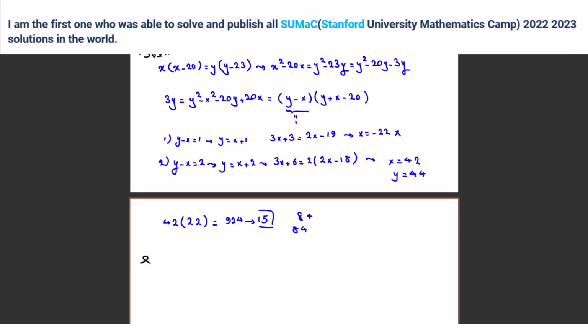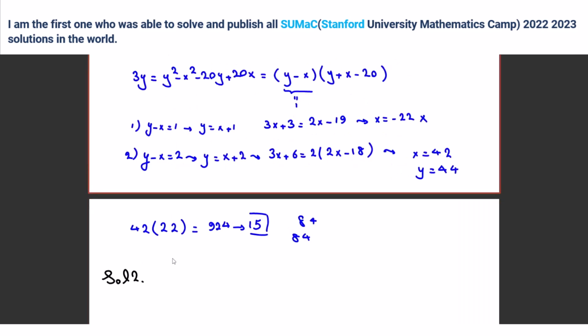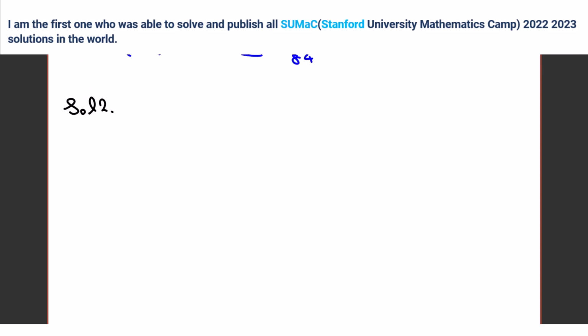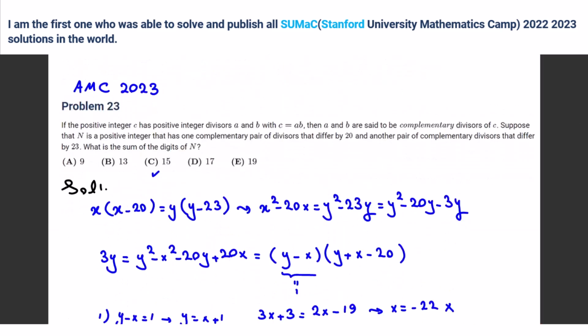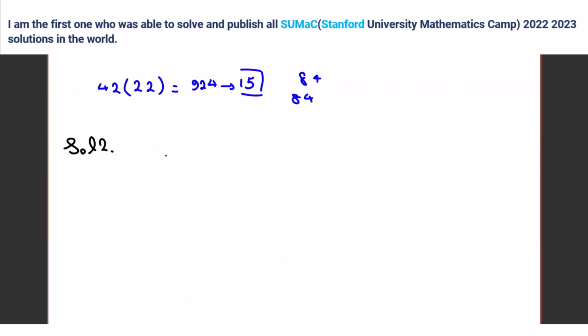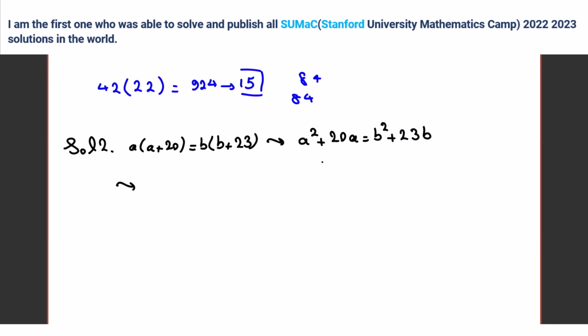Yeah. Let me tell you another approach and see can you solve the previous problem also with this approach. So here, you know a times a plus 20 is equal to b times b plus 23, right? So a squared plus 20a is equal to b squared plus 23b. Now, if I write what squared here, then we can create both a squared and 20a. A plus 10. Exactly, a plus 10.